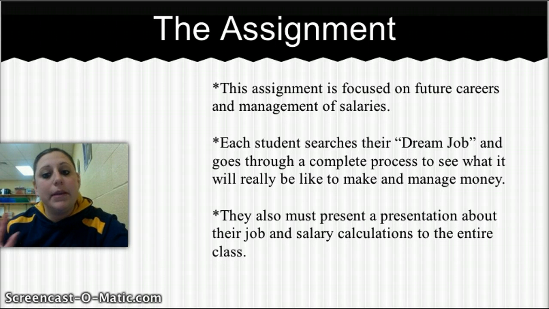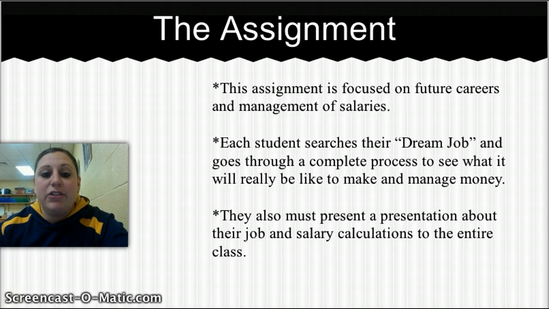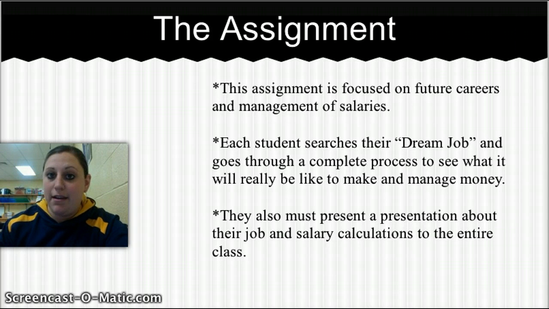And they go through a complete process where they see what kind of salary that type of job would bring in, a basic, low experience salary. And they deduct for things like mortgage or rent, car payment, bills. They have a whole set of make believe bills that they have to pay, and they learn how to manage their account that way. And they also must put money into their savings account.